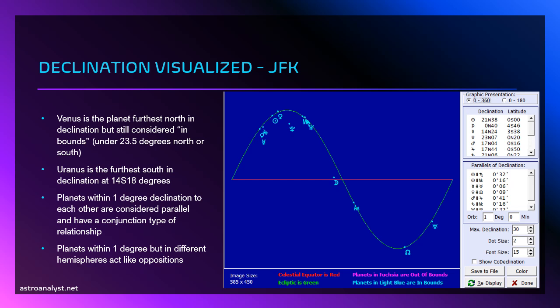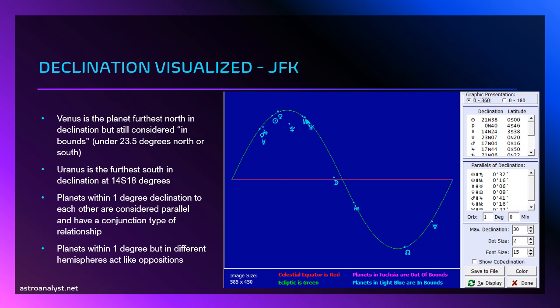In this case, he has no planets that are out of bounds. He has Venus at its highest at 23 north 07. And then the planet he has the most to the south is Uranus at 14 south 18 minutes. So when we look at this, we are looking also for what we call parallels or contraparallels. And those are like conjunctions and oppositions. So if we have a planet within 1 degree of the same declination in the same hemisphere, that would be considered a parallel.